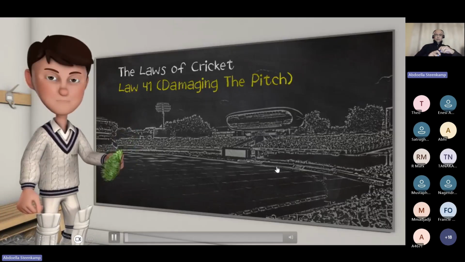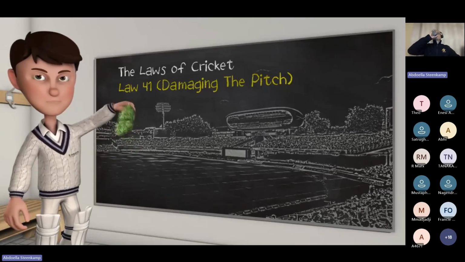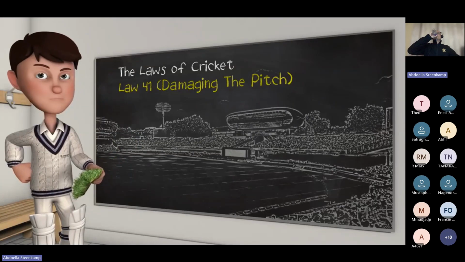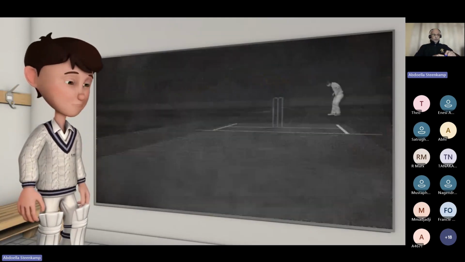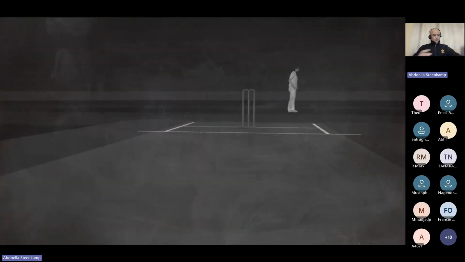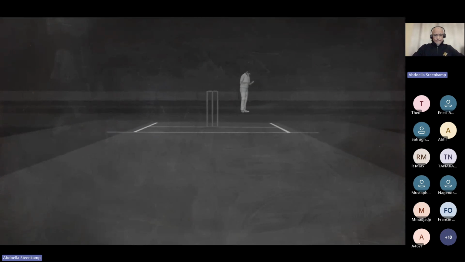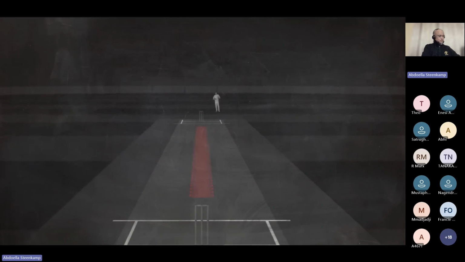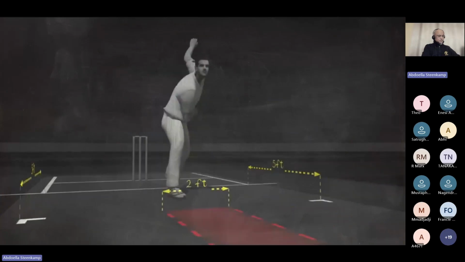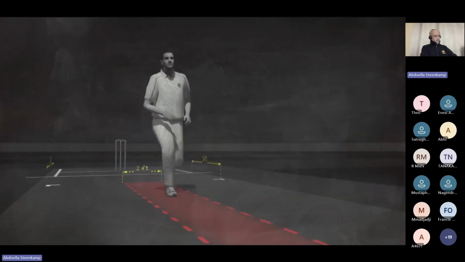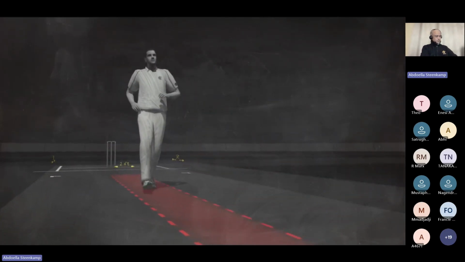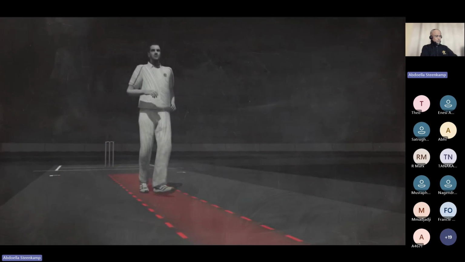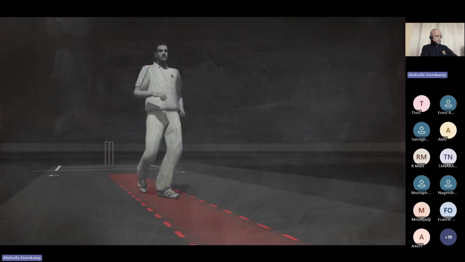Damaging the pitch. Deliberately damaging the pitch is illegal and can be costly to the guilty player's side. A bowler will be deemed to be causing deliberate damage if the umpire considers that his or her presence on the protected area of the pitch, shown here in red, is without reasonable cause. This can be after delivering the ball, or, if the bowler fails to release the ball, after the completion of the delivery swing and delivery stride.